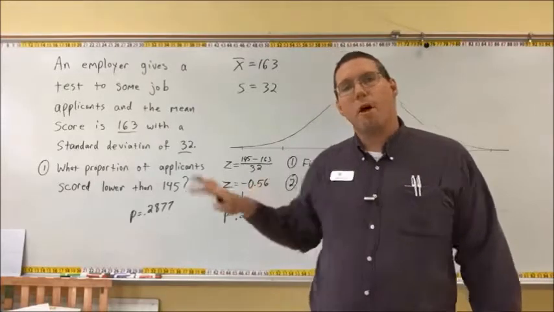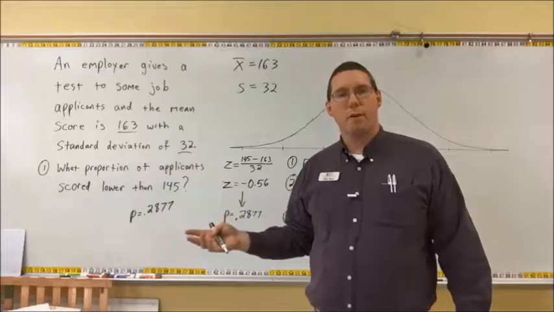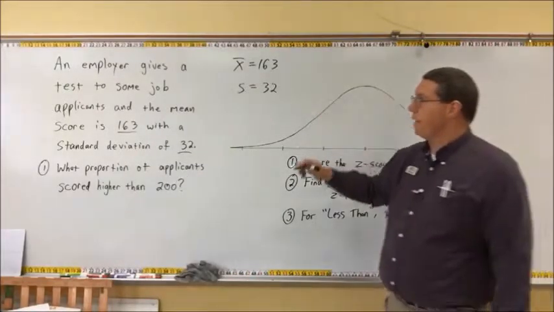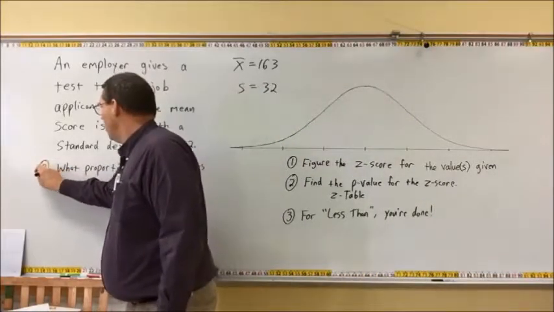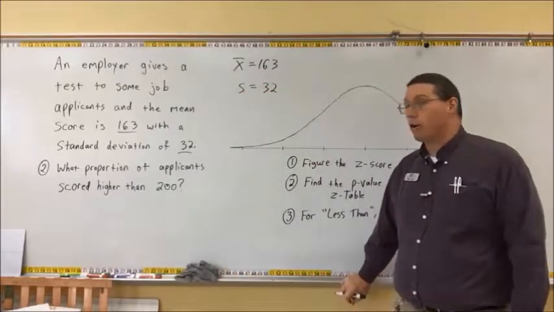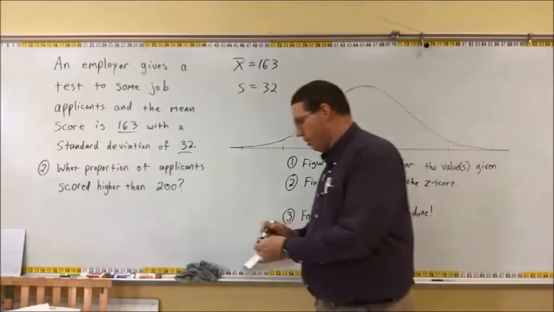All right. Now let's alter this question a little bit. We're going to turn it into a more than question, and we're going to see that we have to add one more step. All right, so now we got the same question, same information, but now we're being asked, question 2 is, what proportion of the applicants scored higher than 200? So we're going to follow our procedure here.